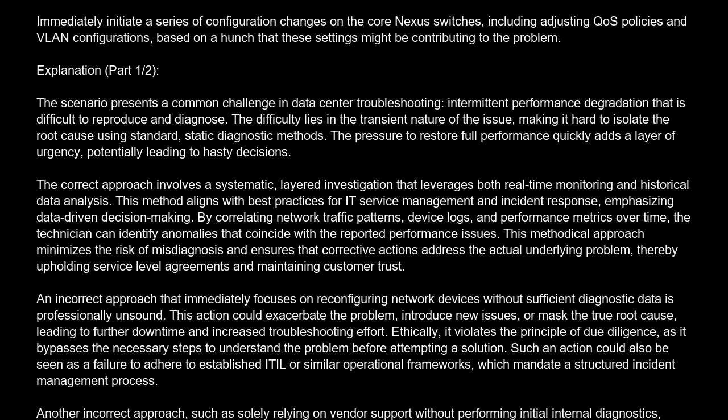An incorrect approach that immediately focuses on reconfiguring network devices without sufficient diagnostic data is professionally unsound. This action could exacerbate the problem, introduce new issues, or mask the true root cause, leading to further downtime and increased troubleshooting effort. Ethically, it violates the principle of due diligence, as it bypasses the necessary steps to understand the problem before attempting a solution. Such an action could also be seen as a failure to adhere to established ITIL or similar operational frameworks, which mandate a structured incident management process.